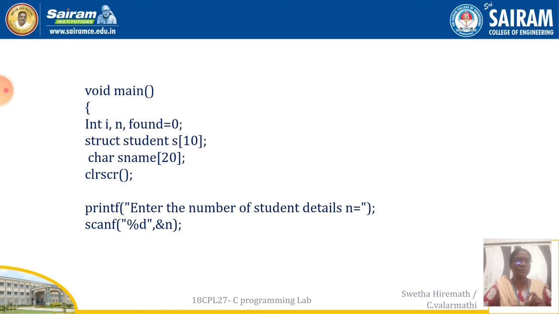Here, i is a temporary variable used for the for loop concept. n is the total number of students. How many students? Because this structure is not only useful for one student; it is going to be implemented for n number of students. For example, if I implement this concept for 5 students, then n equals 5.